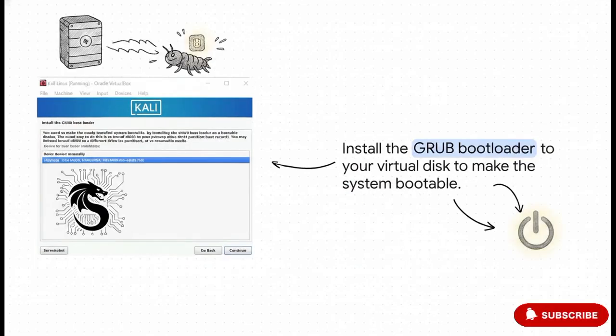The final major step is installing something called the Grub bootloader. This is just a tiny program that basically tells your virtual machine how to start up Kali Linux. When it asks, just make sure you say yes and install it to your main virtual hard disk.